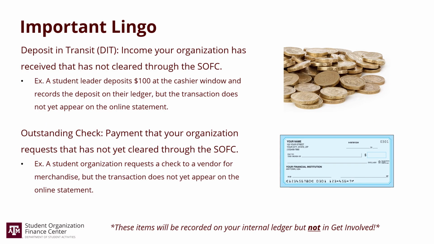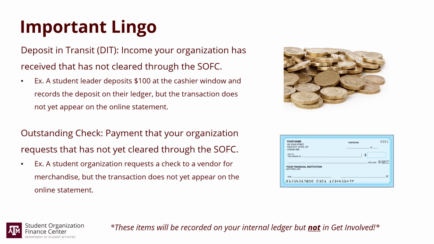There are two important terms to cover when considering what kinds of transactions may not appear on your Get Involved statement: deposits in transit, also called DITs, and outstanding checks. DITs are any income your organization receives that has not yet been posted to your SOFC account. These could be checks you deposited at the SOFC or merchandise sales made online, among others. When reconciling your account, you must add these amounts to the online balance to reflect the discrepancy.